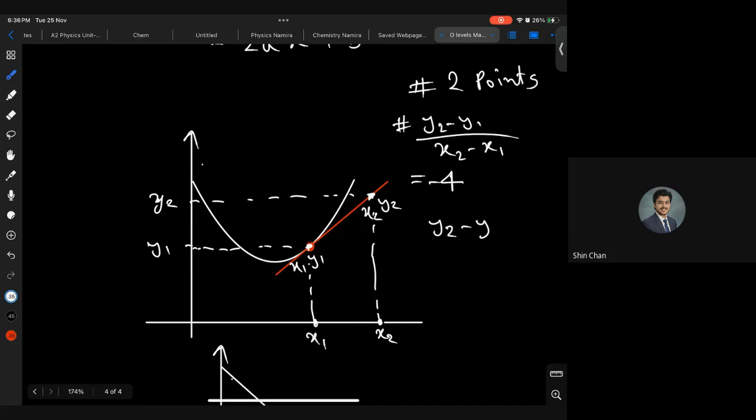Y2 minus y1, which is basically, see, we are subtracting this whole thing, this y1, from this y2. So basically, this is giving me the difference or the length of this part, right? If I were to subtract this y2 by this y1, it will give me this part, right? Do you get it? Yes, sir.